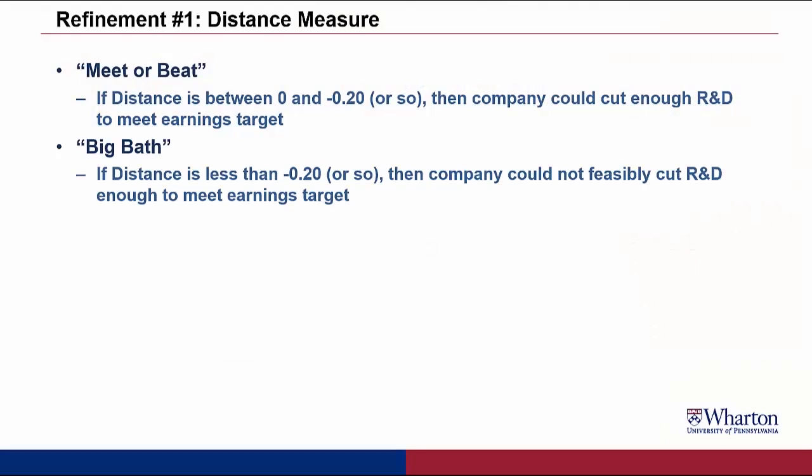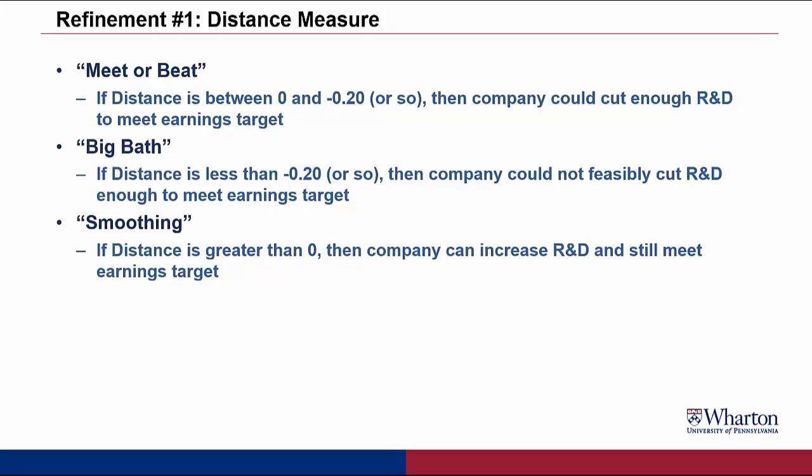Anyway, a big bath incentive would be indicated by a distance measure that's less than negative 0.20 or so, because in that case, the company could really not feasibly cut enough R&D to meet their earnings target. Sure, they may be able to cut 40% of their R&D or 80% of their R&D to meet the target, but then that would also be very obvious to people, which would not make it a very effective way to manipulate your earnings. And then finally, the distance measure will indicate a smoothing incentive anytime the distance measure is greater than 0, because in that case, the company could increase R&D and still meet its earnings target.